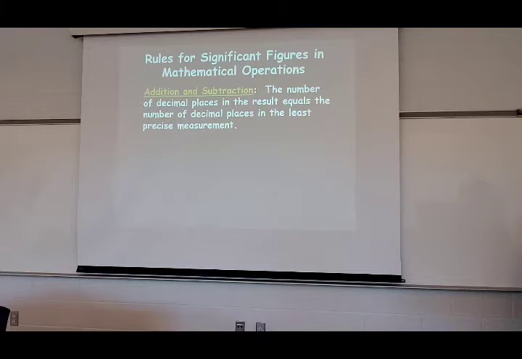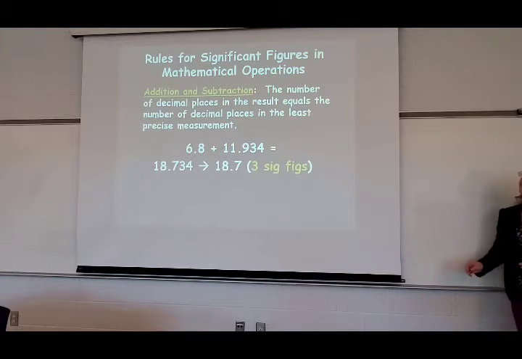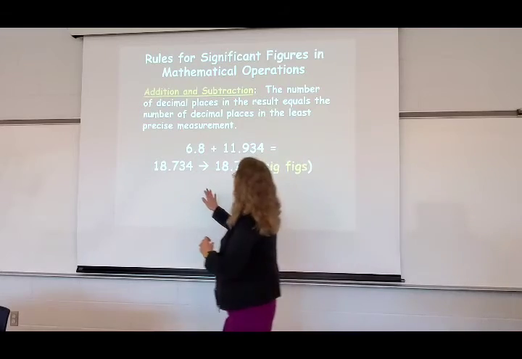The number of decimal places, notice that this time it's not the significant figures, but we want to look and focus on the decimal places. And here we want the lowest number again. Okay, so right here we have 1 decimal and 3 decimals. So when we add these, we're going to end up with this number, which is 18.734.